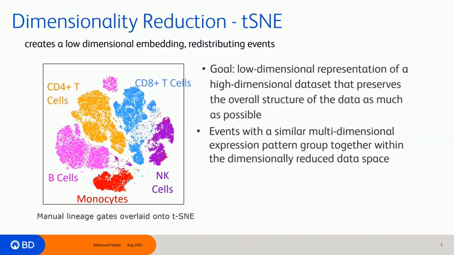And here with t-SNE, by reducing dimensions, we can better comprehend intricate correlations within our data. Dimensionality reduction, again, attempts to group events with similar multi-dimensional expression patterns together within the dimensionally reduced data space. This helps to condense complex data while retaining its essential information, making patterns visible. Like we can see in this example here, where we can clearly see the different populations of cell types that are overlaid on this t-SNE plot.